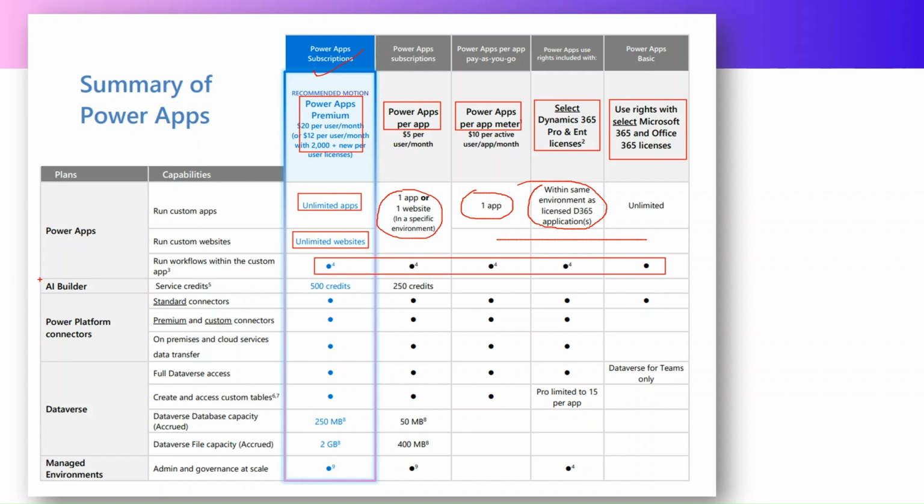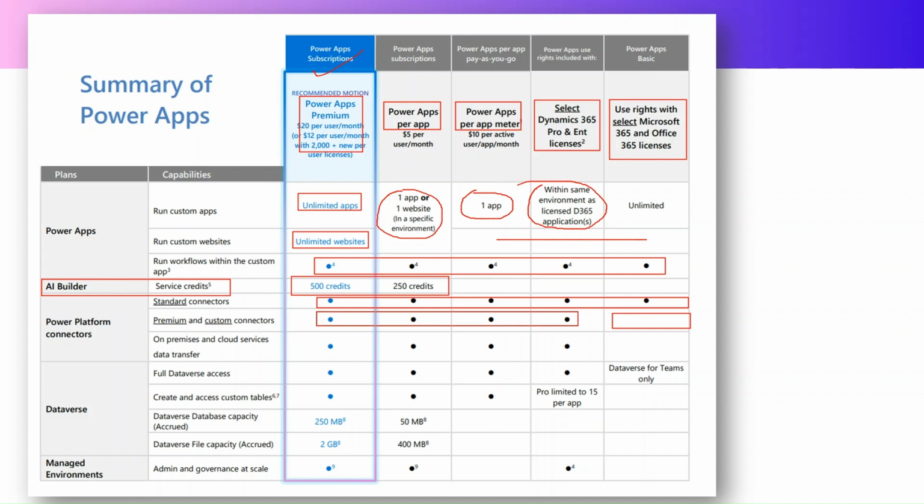Service credit for utilizing AI Builder you get only with Power Apps Premium and Power Apps per app, so you get 500 and 250 credits respectively. Standard connectors can be used across the SKUs. Premium and custom connectors you can use, but you cannot use them in the Basic, though you can use them in the other SKUs listed here.